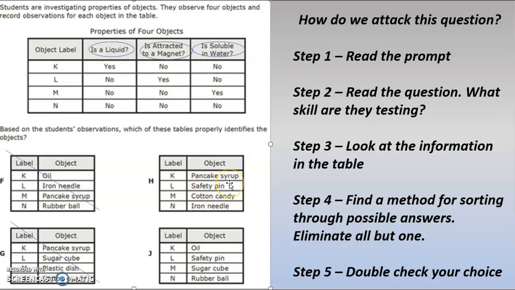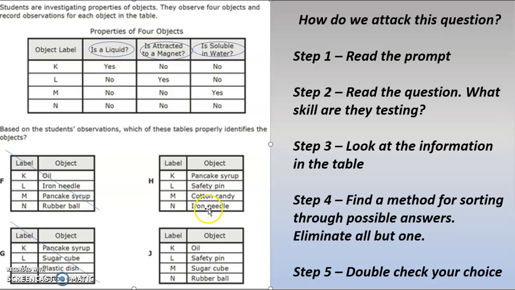L, safety pin. Is it a liquid? No. Is it attracted to a magnet? Yes, a safety pin is. Is it soluble in water? No. M, cotton candy. Is it a liquid? No. Is it attracted to a magnet? No. Is it soluble in water? Yes. Cotton candy. I'm not sure that cotton candy would be soluble in water, but we'll come back to that one.